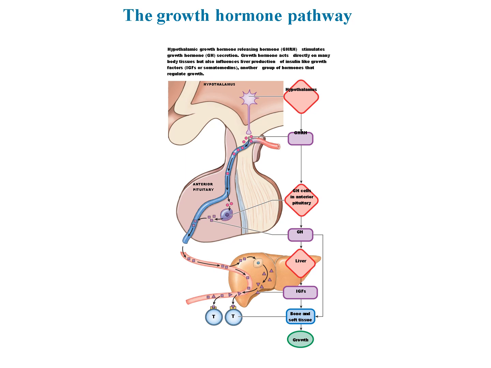These insulin-like growth factors enter the bloodstream and target bone and soft tissues, where they promote cell division, tissue growth, and bone elongation. This pathway ensures coordinated regulation of growth, development, and metabolism throughout the body.